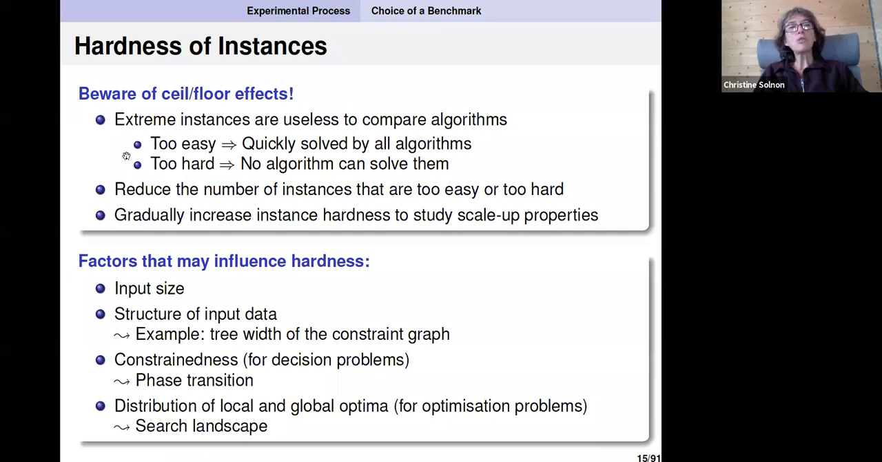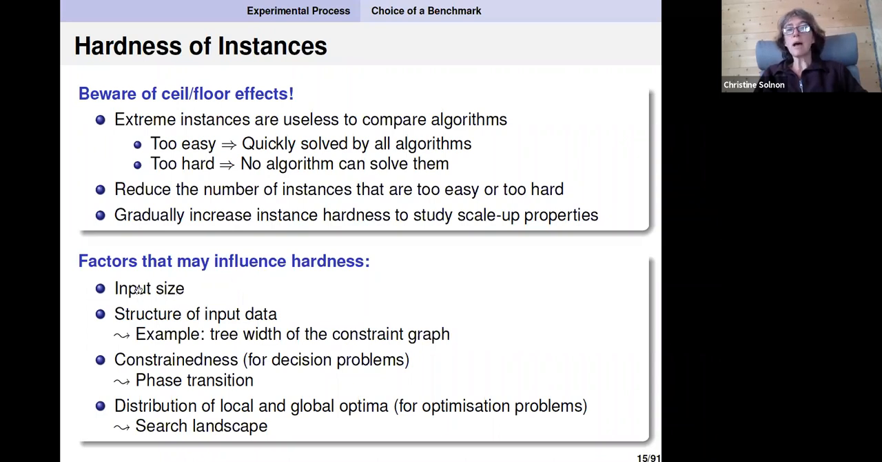So it's not interesting to have only very easy or very hard instances. Of course, it's interesting to have a few very easy instances and a few very hard instances, but not only very easy or very hard instances. And it is important to gradually increase the hardness of instances in order to study scalability properties. So it is necessary to have an idea of how hard the instances are. So we have to study the factors that have an influence on hardness.